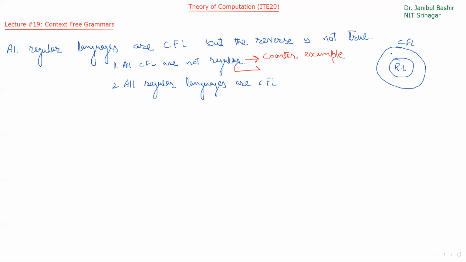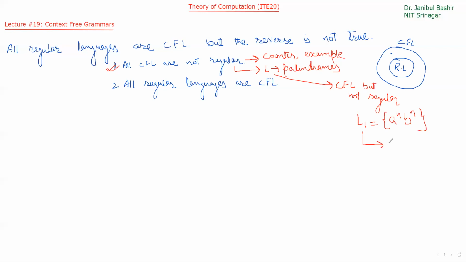So we will take a language L, let's suppose the language of palindromes. We know that the language of palindromes is a context-free language, but not regular. This part we have already completed, so this proof is done: not all context-free languages are regular. Apart from that, we have another language, for example L equal to A raised to the power n, B raised to the power n. We have proved by the pumping lemma that this is not regular.